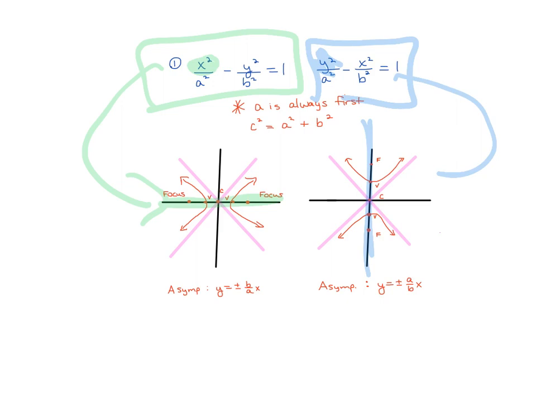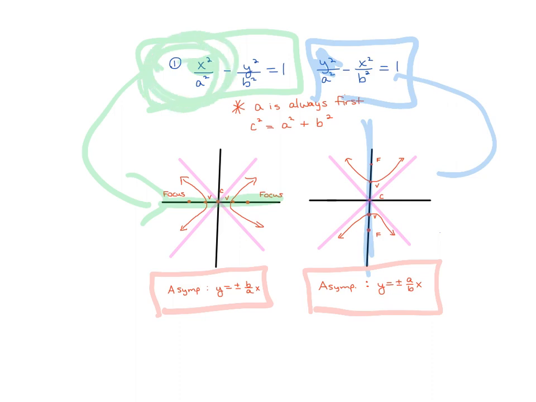Another thing I didn't talk about on the other slide were asymptotes. Down here, these are our equations for our asymptotes. Our asymptotes are going to be linear equations. When the x squared is first, your equation for your asymptote is going to be y equals plus or minus b over a. And we're going to get this b and a after we square root the a squared and b squared. And when the y squared is first, then the equation is going to be a over b.